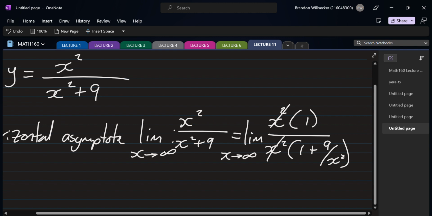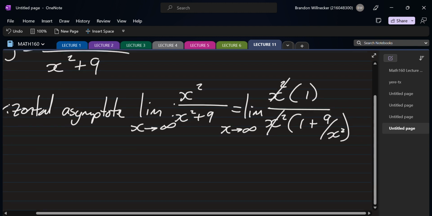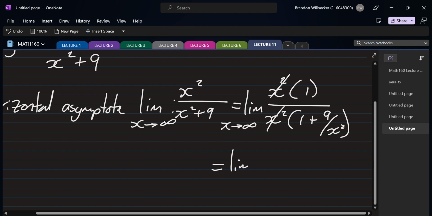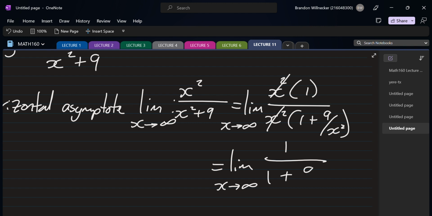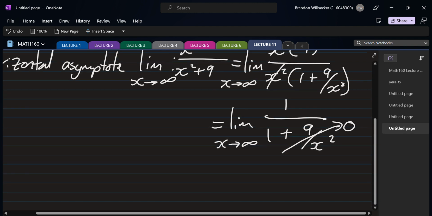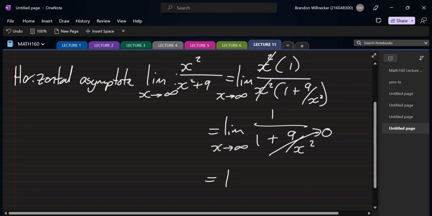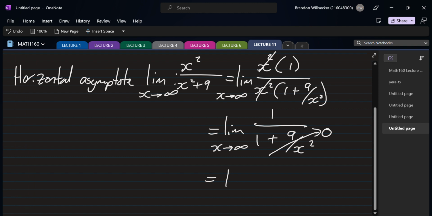Okay, so here we can cancel the x squared at the top and the bottom. So we're left with the limit as x goes to infinity of 1 over 1 plus 9 over x squared. Now if we take the limit as x goes to infinity, we see that this 9 over x squared is going to go to 0, because the bottom part goes bigger and bigger, so the fraction gets smaller and smaller. So we just have 1 over 1, so we have 1. You can also try that out with L'Hopital's rule. You'll get the same answer.